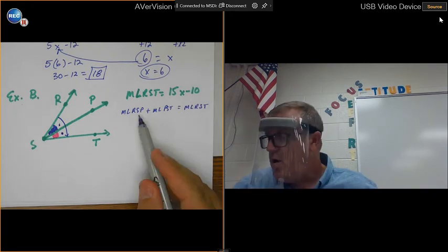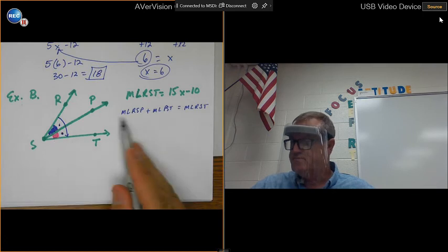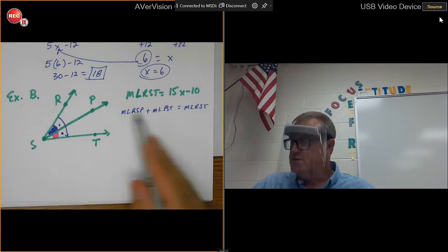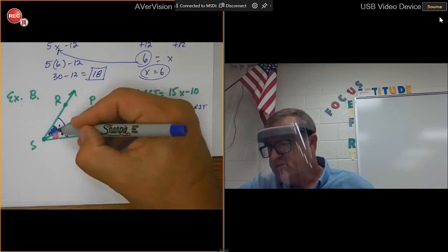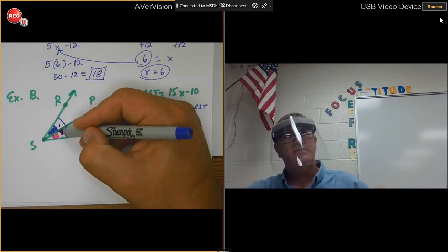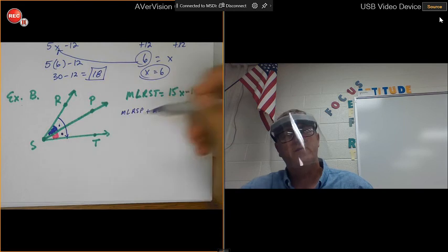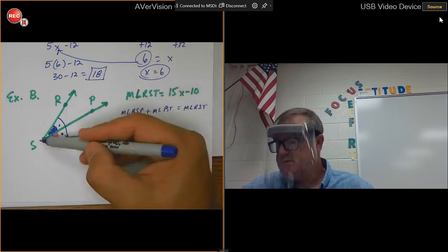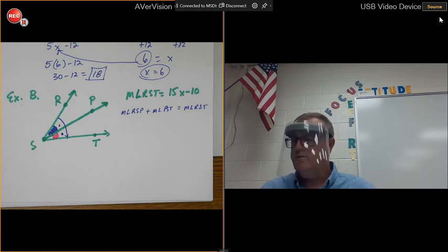Okay, so here's the small angle. Do you see how I've colored it blue, Keithan? Do you see that? Yes. Here's the angle that I've colored mauve. You see that? If I add these two angles together, it's just like the segment addition postulate. Wouldn't that just equal the larger angle? What's the name of the larger angle? RST. That is called the angle addition postulate.